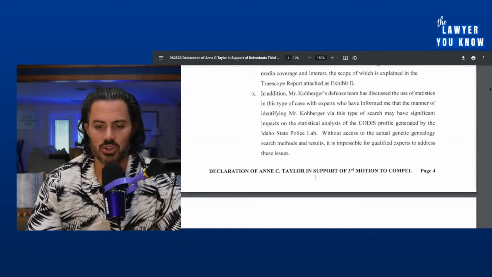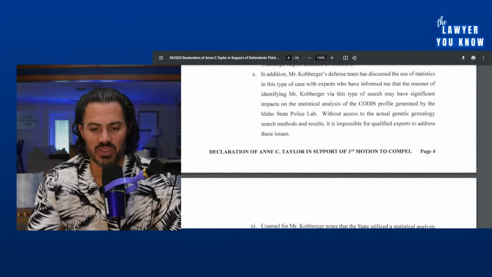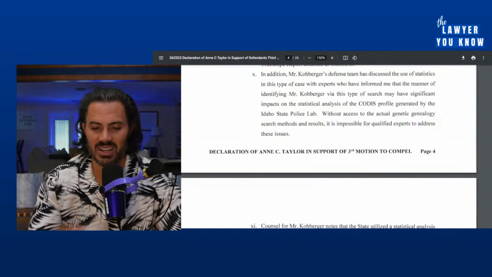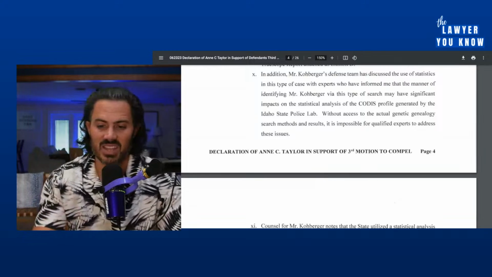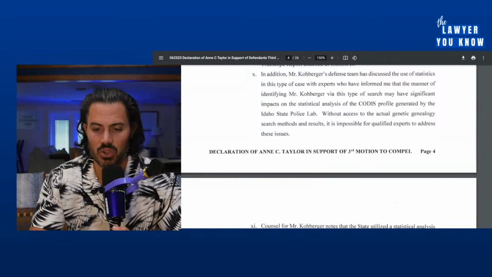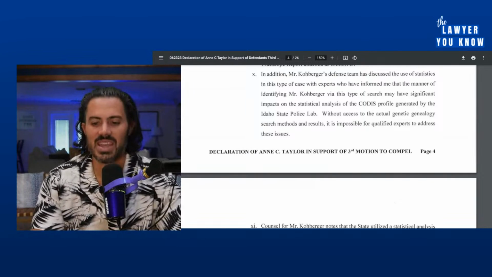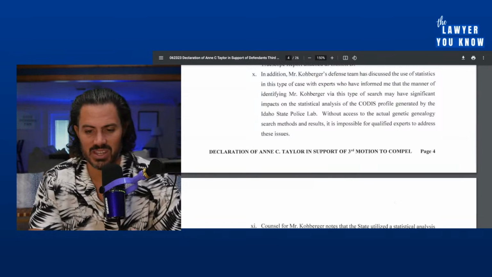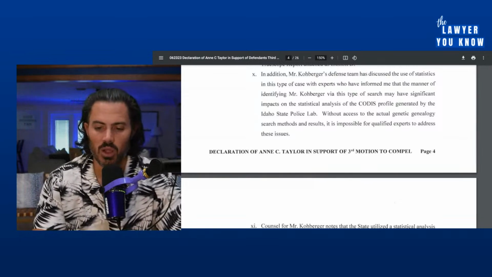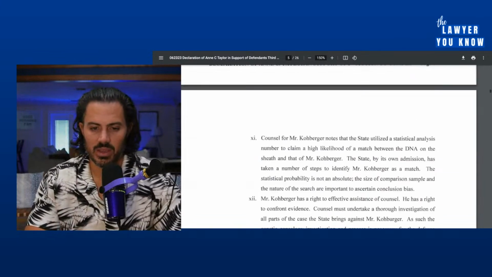In addition, Mr. Kohberger's defense team has discussed the use of statistics in this type of case with experts who have informed me that the manner of identifying Mr. Kohberger via this type of search may have significant impacts on the statistical analysis of the CODIS profile generated by the Idaho State Police. Without access to the actual genetic genealogy search methods and results, it is impossible for qualified experts to address this issue. More on that later.